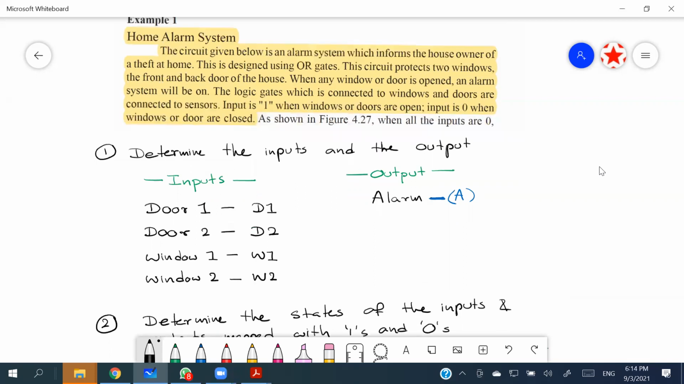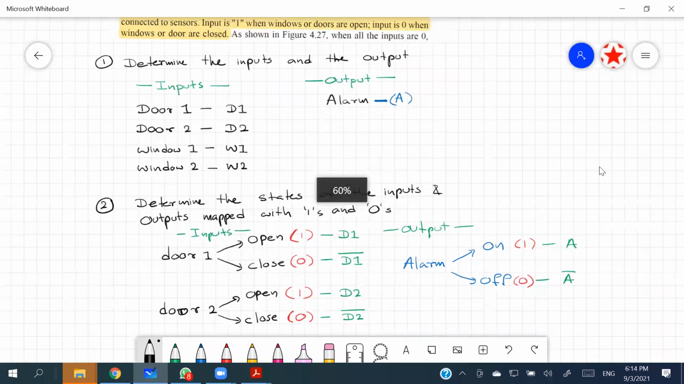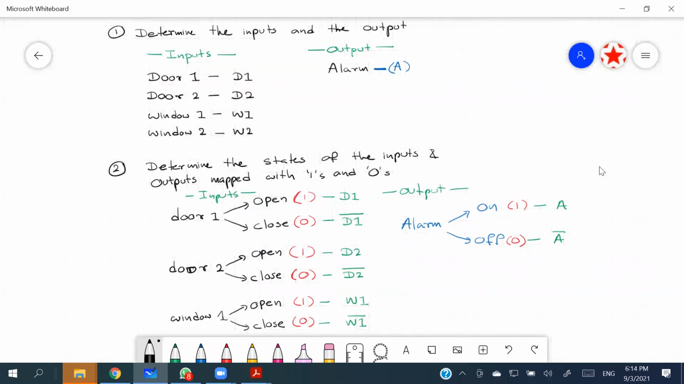Okay, I'm moving this up a little. I'll make it a little bit smaller so you can see the things.